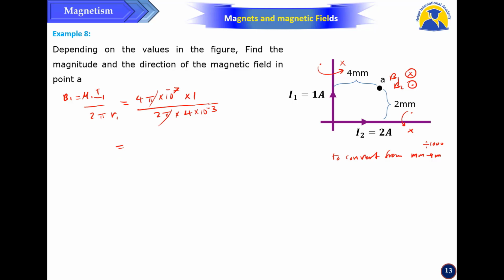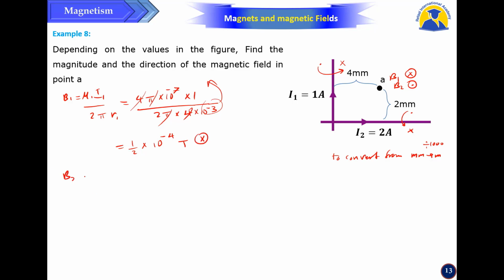Pi with pi cancel, 4 with 4 cancel. So the answer will be half multiplied by 10. Minus 3 is going up, so it becomes 3. 3 minus 7 will be minus 4 Tesla. And the direction of B1 is X.